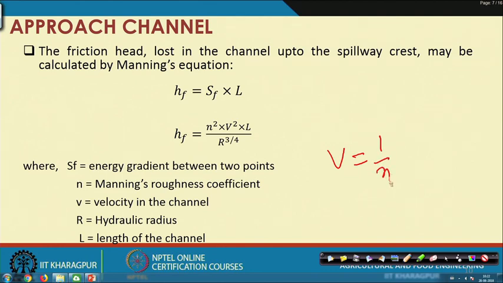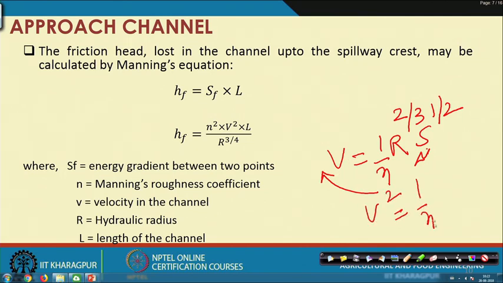V equals 1 upon n, R to the power 2 by 3, and S to the power 1 by 2, which is plugged in here. So, you plug in here, it is V squared n squared, and then the S you calculated here. If you square it, it will be 1 upon n squared, R to the power 4 by 3, and you get the value of S. So, where S is plugged in here, in this way we can get the HF value.